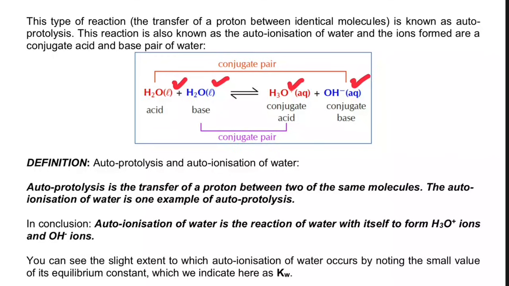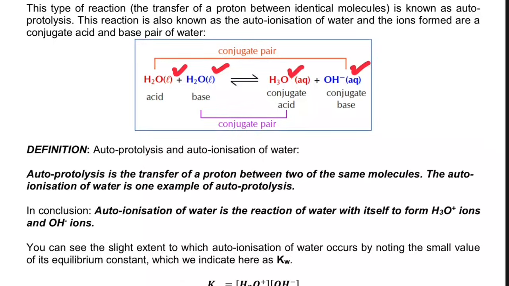This is what we call autoprotolysis. It's the transfer of a proton between two of the same molecules. Right, we have a transfer of a proton here between H2O and H2O essentially. But what is the consequence of this? It leads us to the auto-ionization of water. Well, this is what we're talking about here. It's the reaction of water with itself to form H3O+ ions and OH- ions.